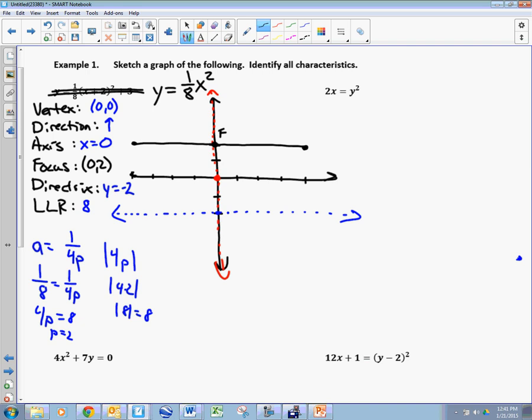So again, before, you've never known how wide to make your parabola. I know that this segment, the latus rectum, tells me how wide the parabola comes right off the vertex. So as I go to sketch this, I'll start at the vertex and I will draw my parabola through those points of the latus rectum. That's how wide I should make it.